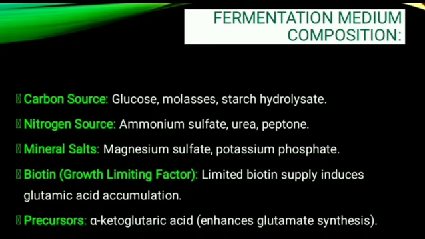Fermentation medium composition includes carbon, nitrogen, mineral salts, biotin, and precursors. The carbon source includes glucose, molasses, and starch hydrolysate. For the nitrogen source, ammonium sulfate, urea, and peptones are used. In mineral salts, magnesium sulfate and potassium phosphate are used. Biotin is a growth limiting factor. Limited biotin supply induces glutamic acid accumulation. In precursors, alpha ketoglutaric acid enhances glutamate synthesis.